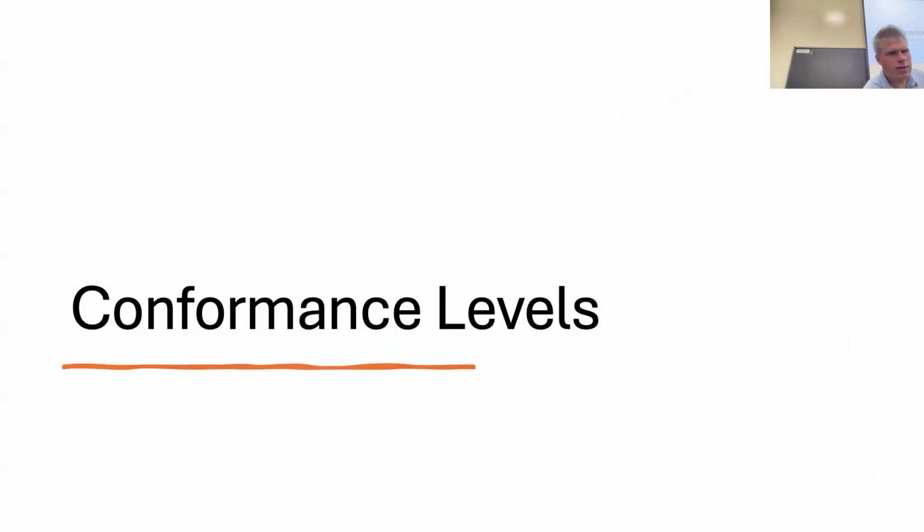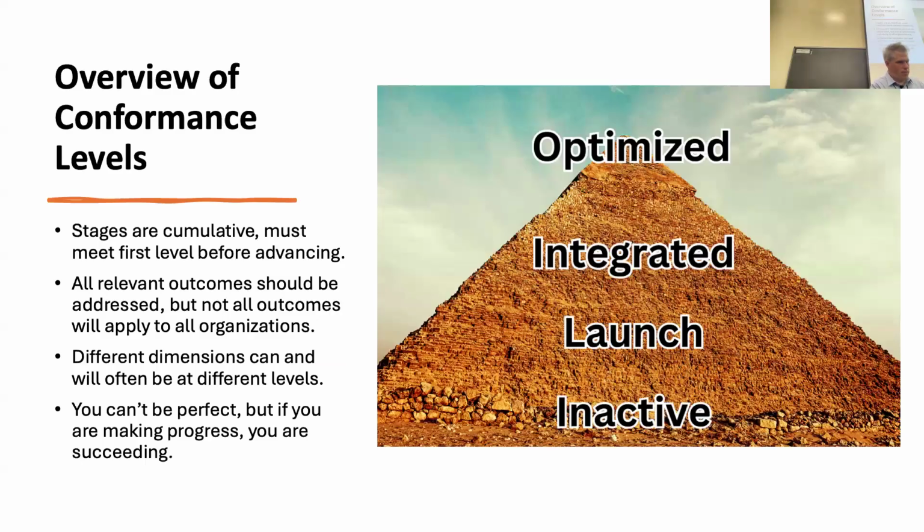Okay, so the next step here. Next is the conformance levels. And so these are sort of the stages of conformance to accessibility maturity. I have a picture here. It's of a pyramid, like a stone pyramid. At the base, it says inactive. Next is launch. Next is integrated. And finally is optimized. And generally, your organization can be at different levels.